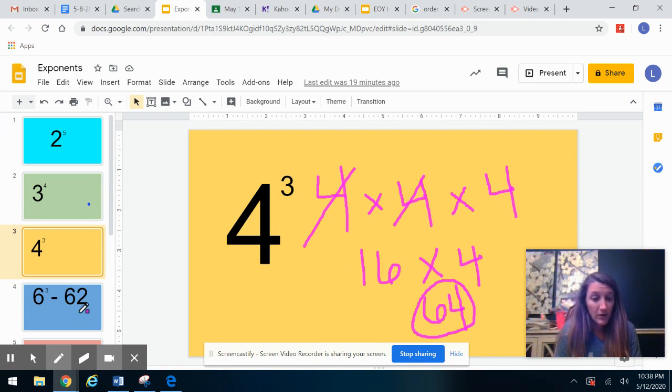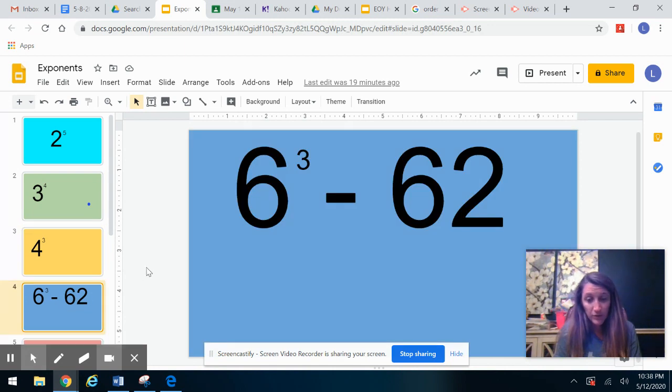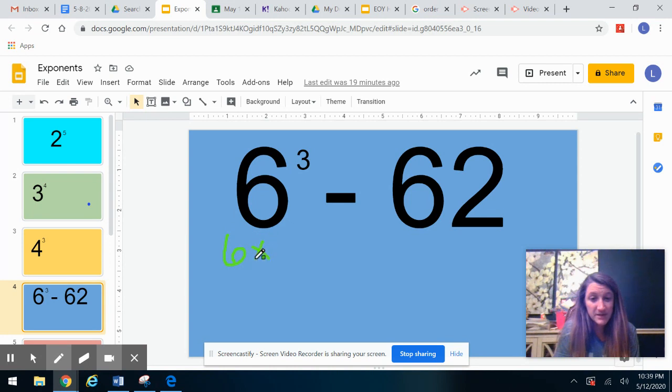Okay, so this next one, don't let it overwhelm you, okay? It just is adding another step. So when this happens, we would always want to do our exponents first. So I'm going to solve 6 to the power of 3. I'm going to get my answer, and then I'm going to subtract 62 from that. So let's come over here. So I'm going to do 6 times 6 times 6. So 6 times 6 is 36.